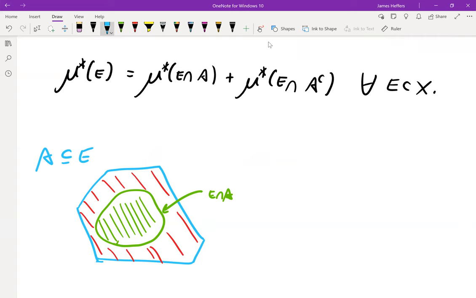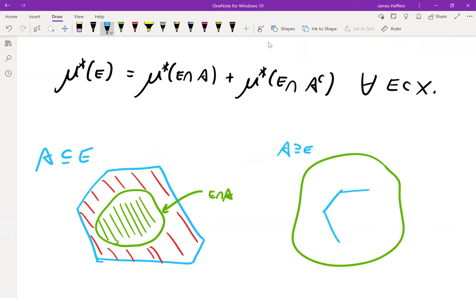And then if you have it the other way around, if A is larger and E is a subset of A, so now A contains E, you still have the same thing, it adds up. But the idea here is that A is being approximated from E from the outside. E is approximating from the outside. And this one is saying E is approximating from the inside.